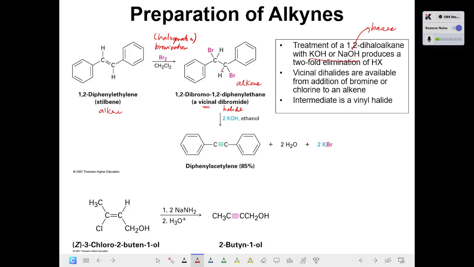We say twofold elimination ay sequential na maaalis yung ating HX. So in this case, ano ba yung HX natin dito? Itong HBr. So yung HBr, maaalis yan. Pero dahil itong ating HX kasi, the HX will react with your KOH. So what will happen? Magkakaroon sila ng palitan ng partner.